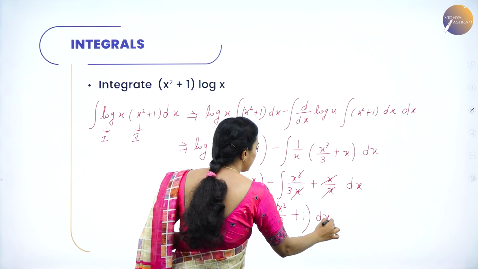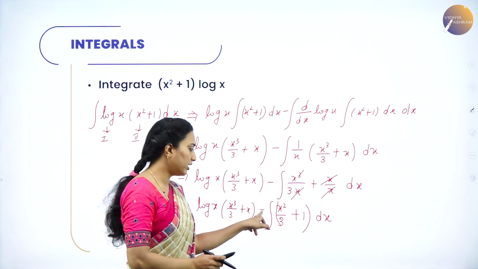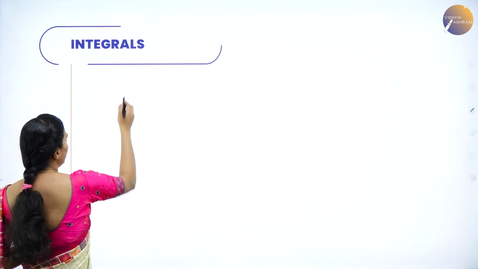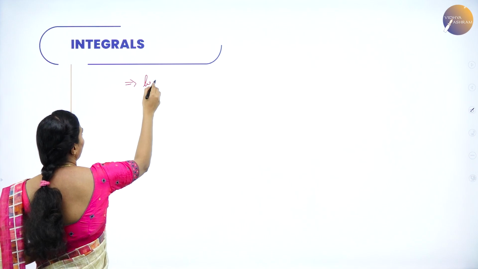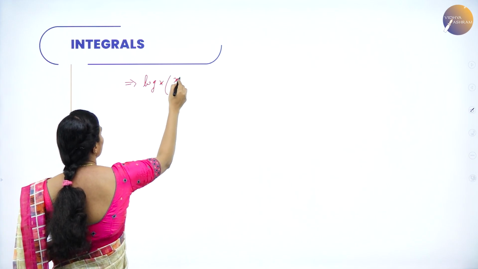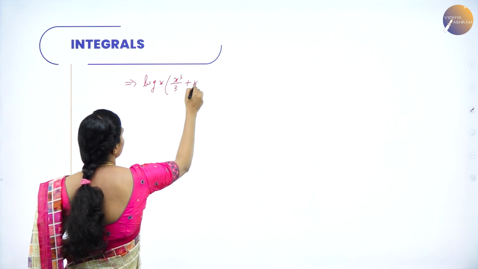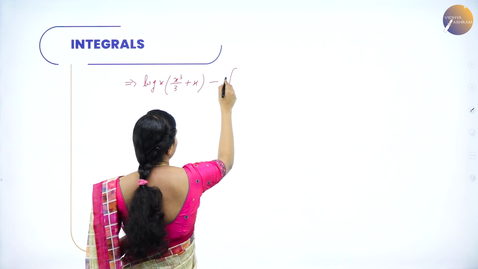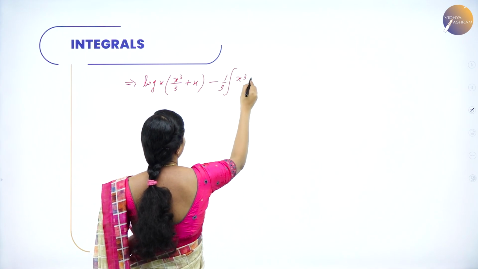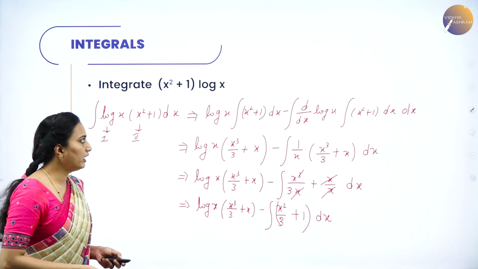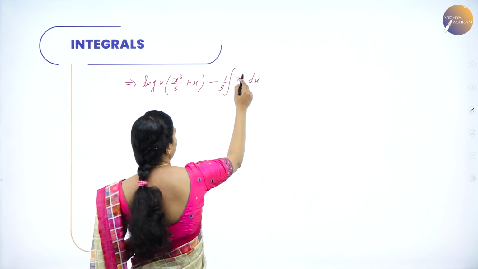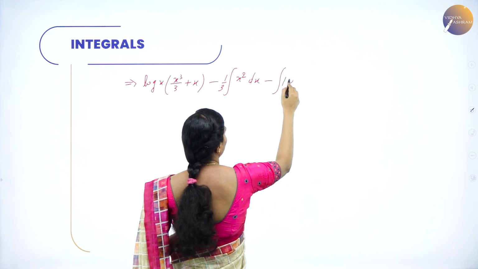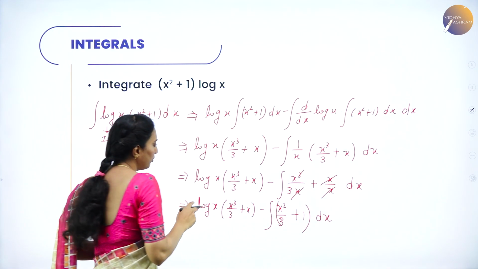Now you need to separate, dear students. Why am I writing that? Because you are having a minus sign. Minus into plus is always minus. So therefore, let me write the next step like this, which implies log x into x cube divided by 3 plus x minus, I am separating the integral, dears. Integral of 1 by 3 will be outside, x cube into dx. So 1 by 3 into integral of what? X squared into dx. Again minus into plus is nothing but minus integral of 1 into dx. I hope you got this step.